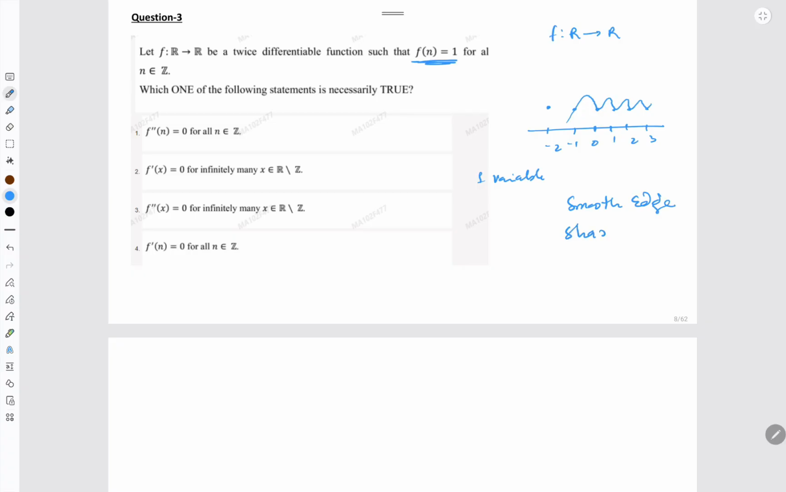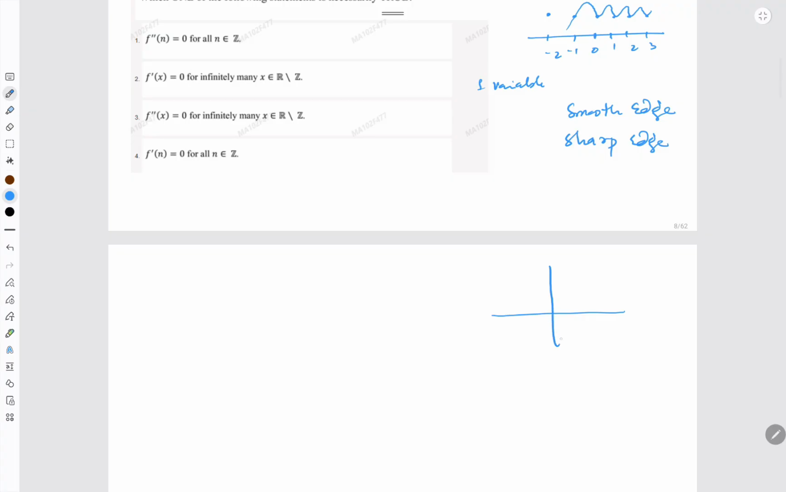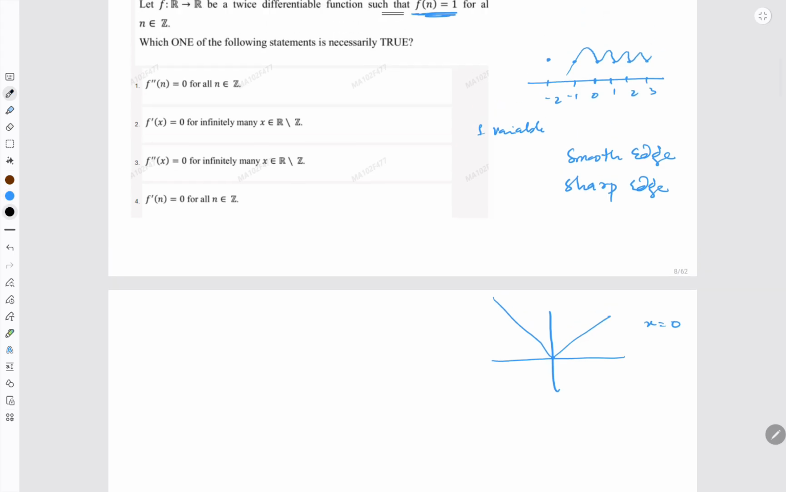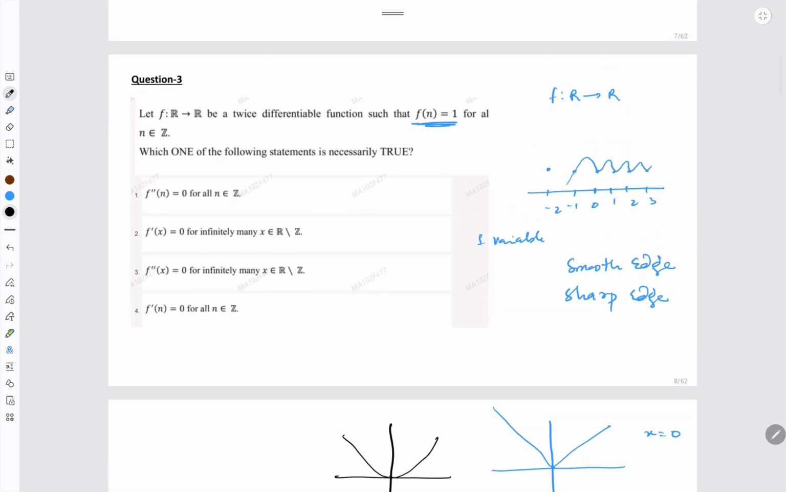Smooth edge and sharp edge, there are two concepts from graph point of view. Let's say I draw the graph of mod x. So mod x is not differentiable at x is equal to 0. Why? Because this edge is a sharp edge. But the graph of y equal to x square is differentiable at x equal to 0. Why? Because it is a smooth edge like this, not a sharp edge like this, right? So this function is differentiable because I am creating a smooth edge, and I can create such a function where the value at integer is 1.